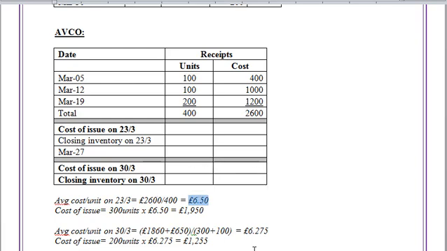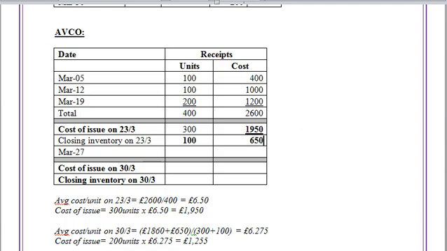each item. So with that £6.50, I will find the cost of the issue and the cost of the closing inventory. Remember, we issued 300 units, so I will be saying £6.50 times 300 units, which will give me £1,950. So the cost of issue will be £1,950 for the 300 units that we issued out, and of course my closing inventory will be the remaining 100 units multiplied by your £6.50 per unit, which is your average cost per unit, leaving me with £650.